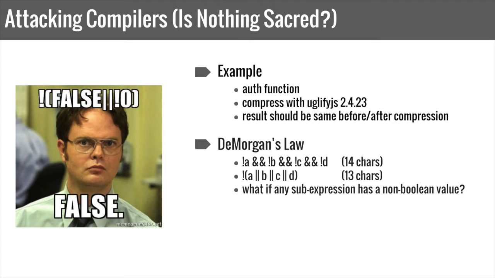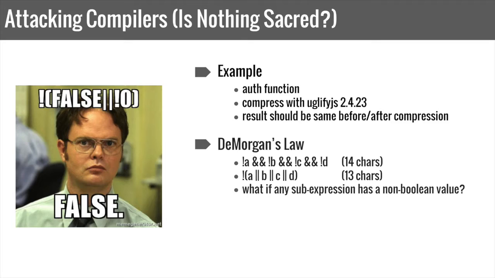Now, this raises the question in JavaScript, what if any of those sub-expressions, A, B, C, or D, has a non-Boolean value? Because JavaScript has this notion of kind of truthiness, right? There's a variety of ways in which we may be trying to evaluate things in a Boolean context, but we're not evaluating Boolean expressions. We're going to implicitly cast those things over to Booleans.